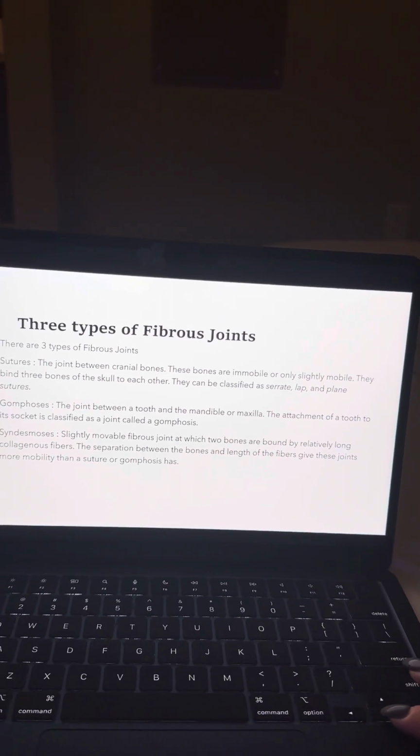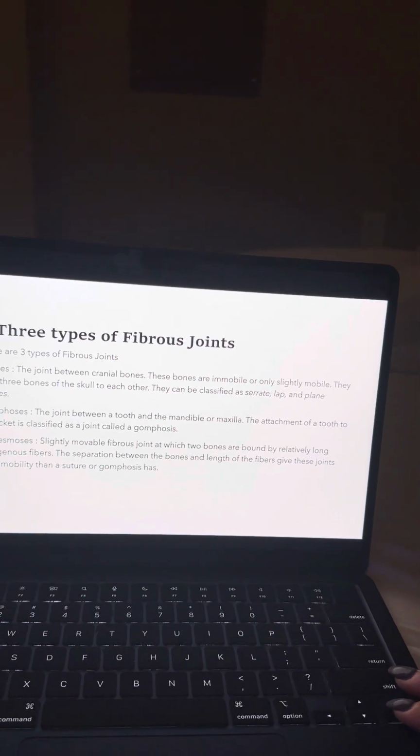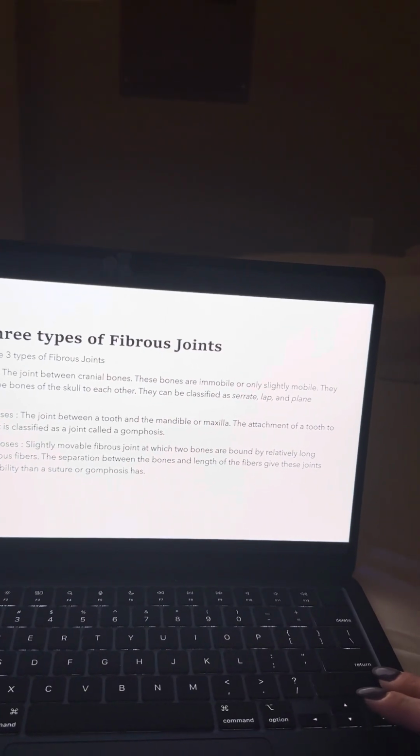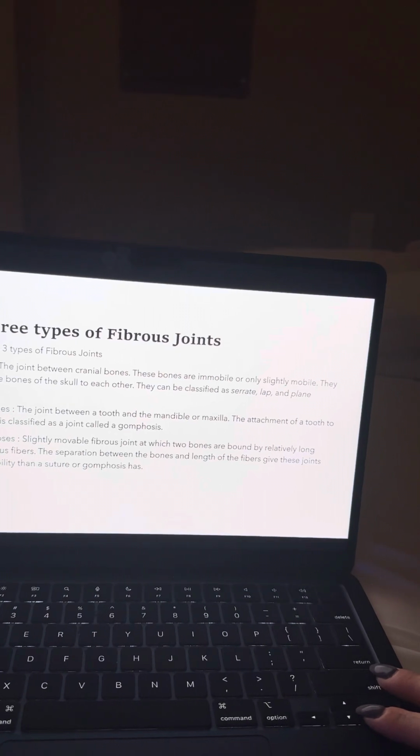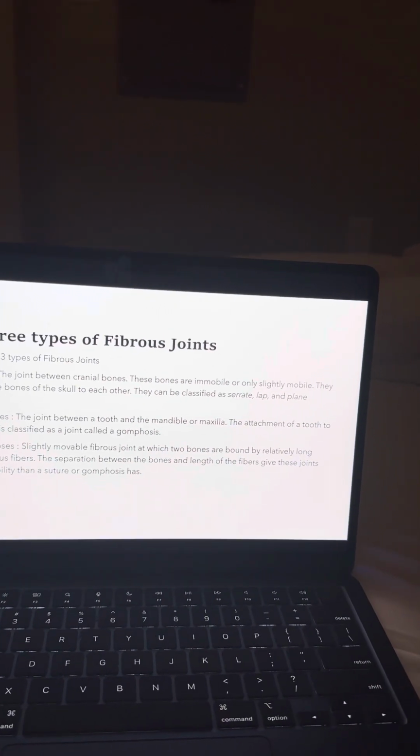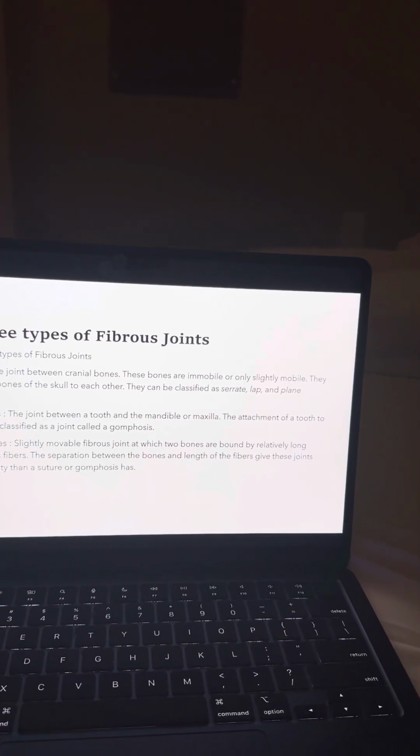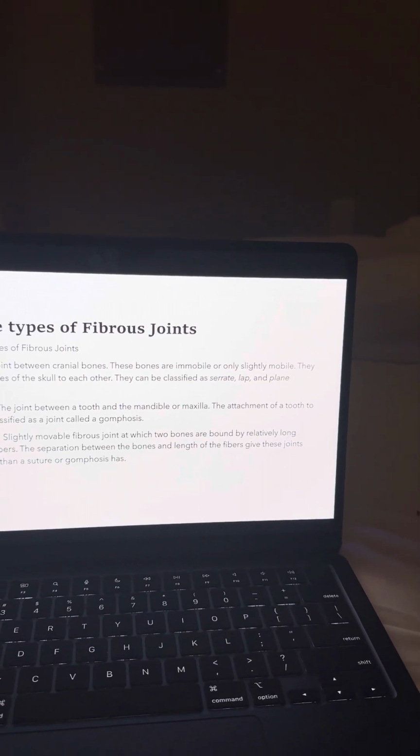There are three types of fibrous joints. There are syndesmoses, gomphosis, and sutures. Sutures are the joint between the cranial bones. These bones are immobile or only slightly mobile.